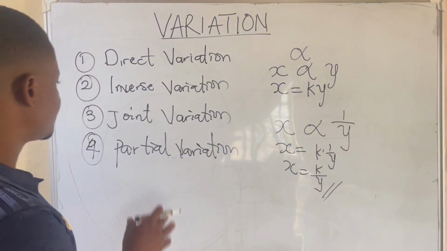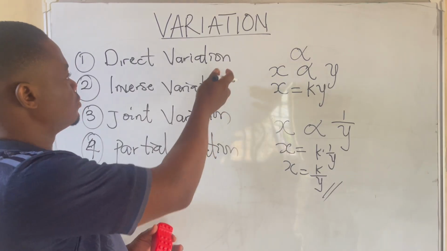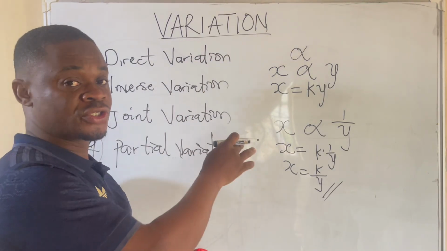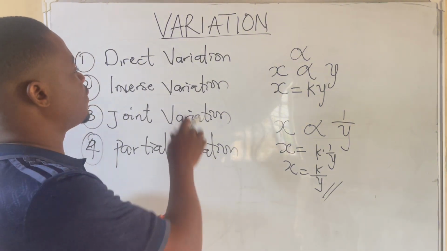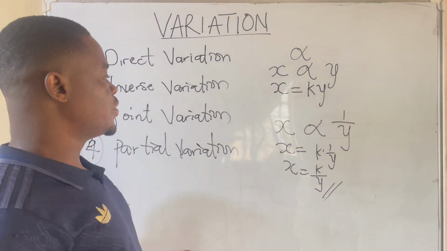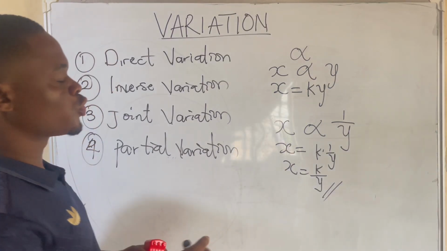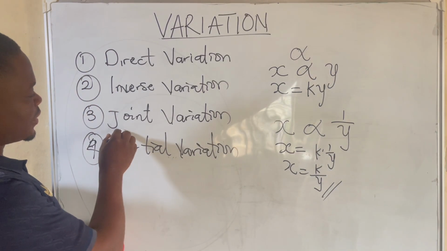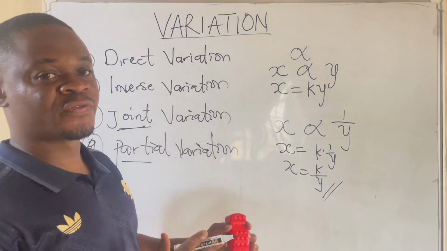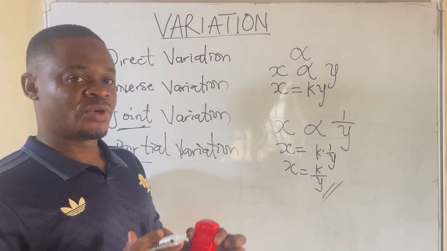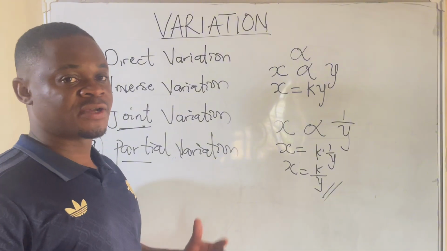So joint variation is a combination of these two. Let's say a combination of direct and direct variation, or a combination of direct and inverse variation, or a combination of inverse and inverse variation. So when you have multiple quantities that you are going to combine in one, we will say that that variation is a joint variation. Partial variation involves addition of two different parts of variation. When you add two different parts of variation, we will get what we call partial variation.